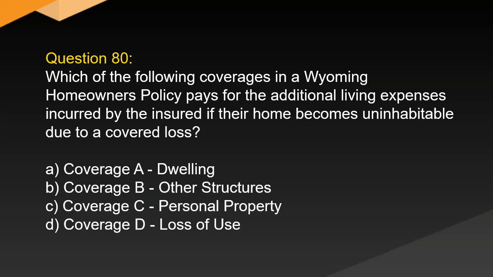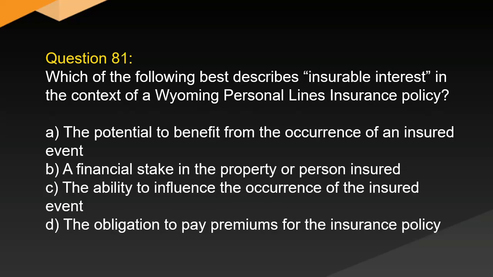Question 80. Which of the following coverages in a Wyoming homeowner's policy pays for the additional living expenses incurred by the insured if their home becomes uninhabitable due to a covered loss? A. Coverage A, Dwelling. B. Coverage B, Other structures. C. Coverage C, Personal property. D. Coverage D, Loss of use.